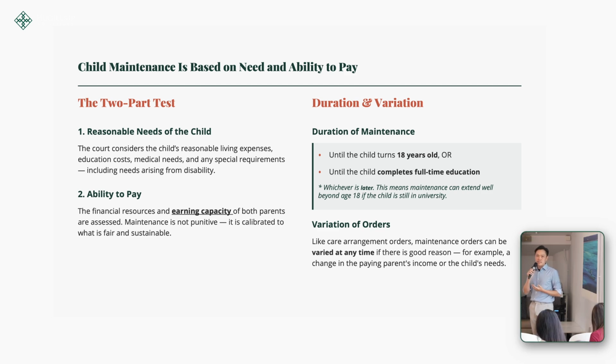Obviously, that is easier said than done because getting the order is only half of the story. Getting the money itself can be difficult. But that is a topic for another day. All right, let's go back to the reasonable needs of the child. Reasonable needs of the child can vary. It all depends on the circumstances of the case. If a family has a very high standard of living, then the court would assess the reasonable needs at that standard. Okay, so take it to the extreme.